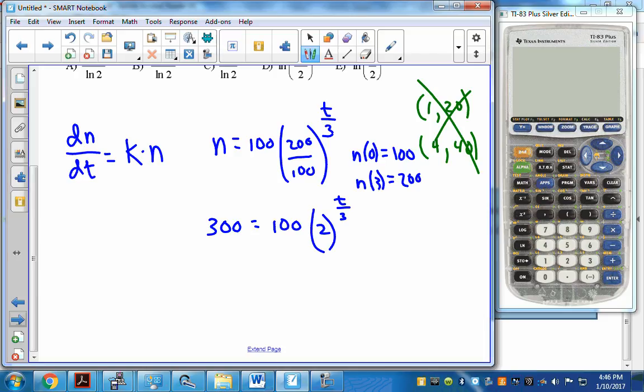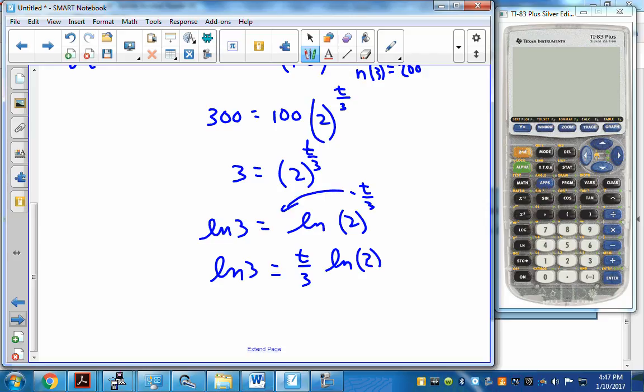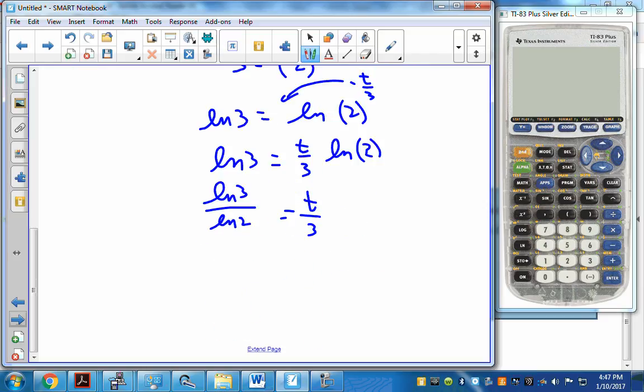We'll divide through by the 100. So 3 is equal to 2 to the t over 3 power. Okay, so I'll take the natural log of both sides. The natural log of 3 is the natural log of 2 to the t over 3. Or if you want, natural log of 3 is t over 3, bringing that out front, properties of logarithms, right? Remember, you can do that. So t over 3 is going to be the natural log of 3 divided by the natural log of 2. So lastly, t is equal to 3 natural log of 3 over natural log of 2.